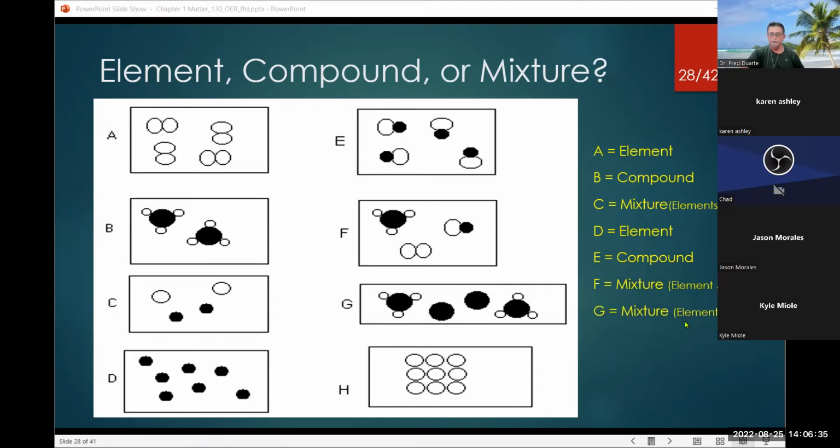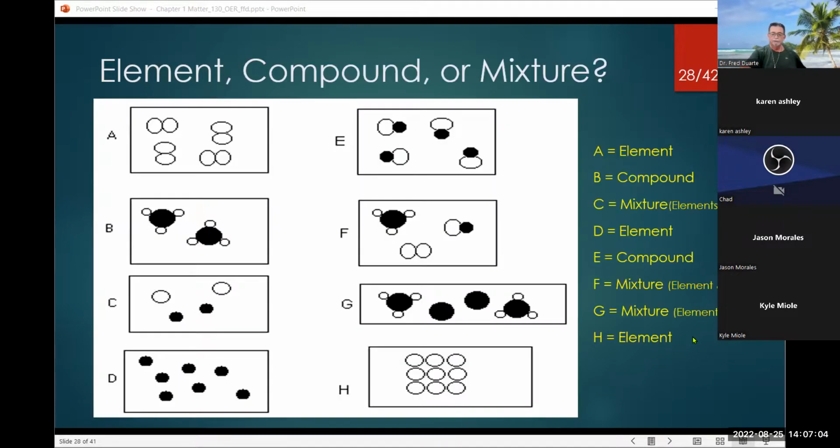G is also another mixture, of an element and a compound. And then H, again, would be an element. And I can even extend there and say that's a good example of a solid because the spheres are all rigid and stuck together. Everything else could be a liquid or gas, if I needed to deduce more information from the diagrams.